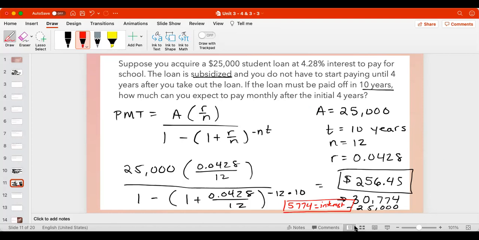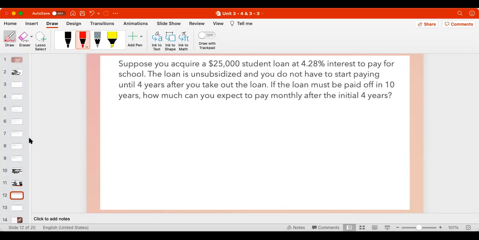Okay, so we're going to do the same problem, but instead of having a subsidized loan, we're going to have an unsubsidized loan. You're going to acquire a $25,000 student loan at the same interest rate to pay for school. The loan is unsubsidized, and you do not have to start paying until 4 years after the loan. If the loan must be paid off in 10 years, how much can you expect to pay monthly after the initial 4 years? So we have to do something extra because this is an unsubsidized loan.